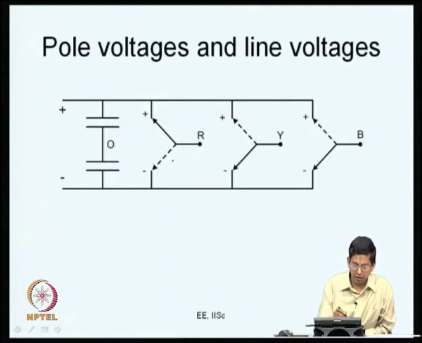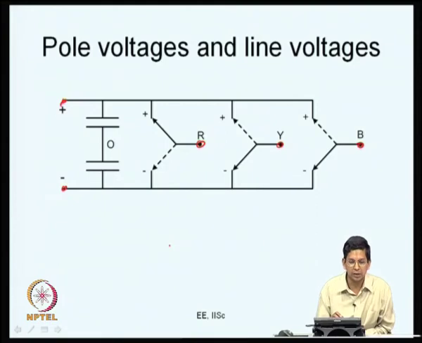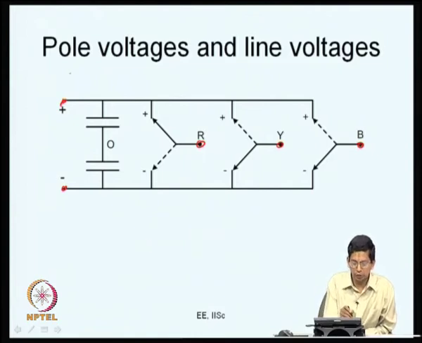As you can see, there is DC applied here and these are the load terminals R, Y and B. The 3-phase loads are connected here. And every load terminal is basically the pole of the leg. Every leg is a single pole double throw switch and the load is connected to the pole. So, we will commonly use the term pole henceforth.